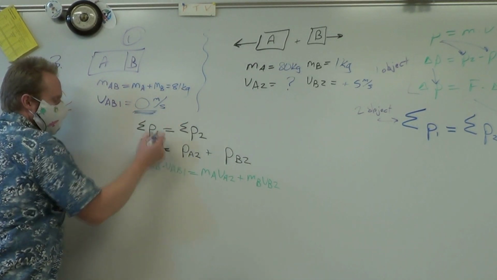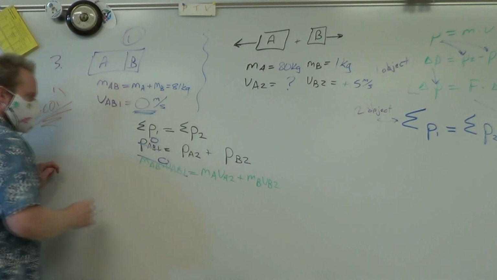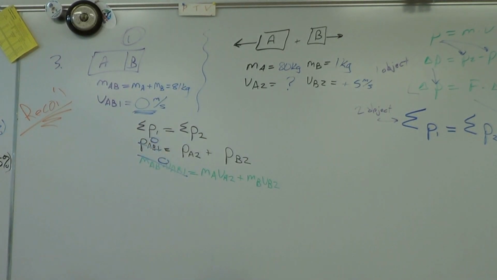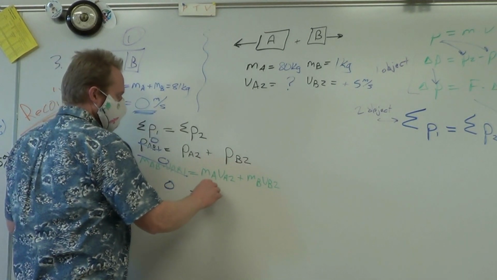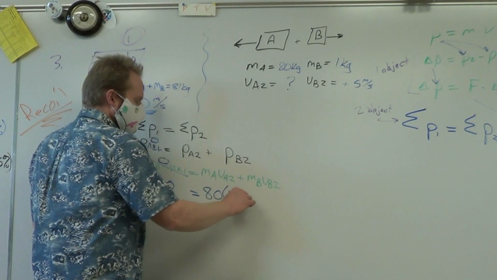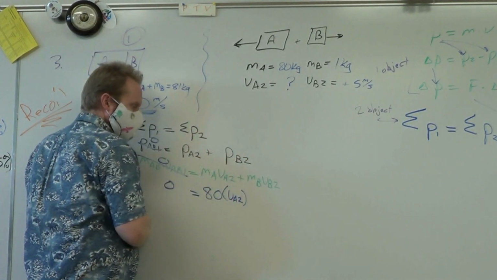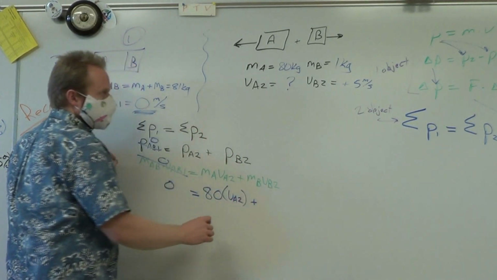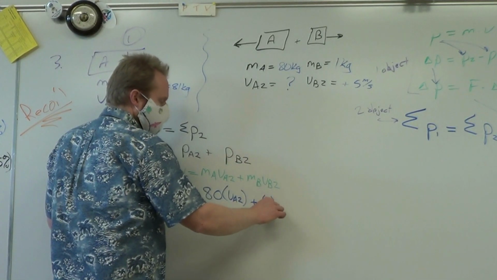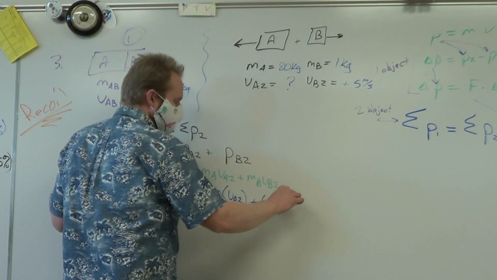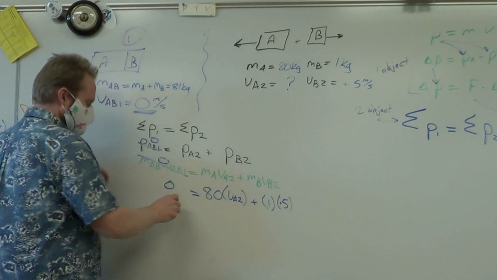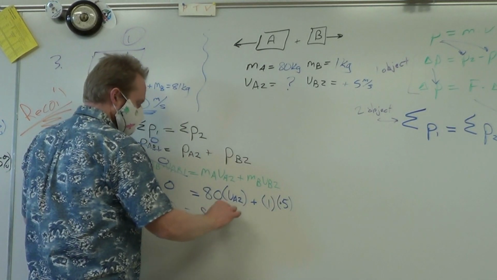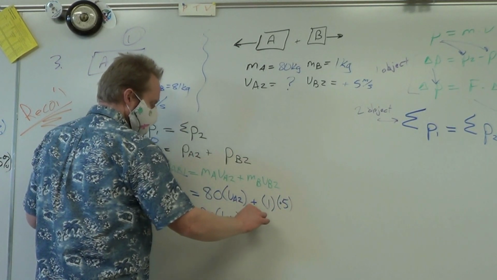Because this velocity is 0, we start with no momentum. She starts with no momentum because she has no velocity. So that's going to equal 0. So 0 is equal to 80 VA2. That's what we're trying to solve for. That's where I put my question mark. Plus the mass of object B was 1 times the velocity was a positive 5. 0 equals 80 VA2 plus 5.